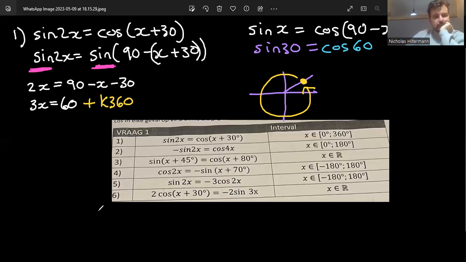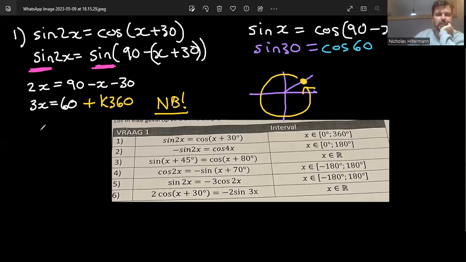That's important that we do it here and not afterwards, because this gets divided by 3. So that's NB. Before we do the whole 3x is equal to 60 plus k times 360, we could say that in the equation 60 degrees is our reference angle. If that makes sense.